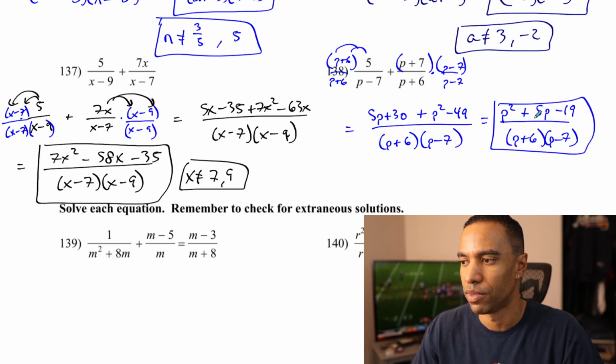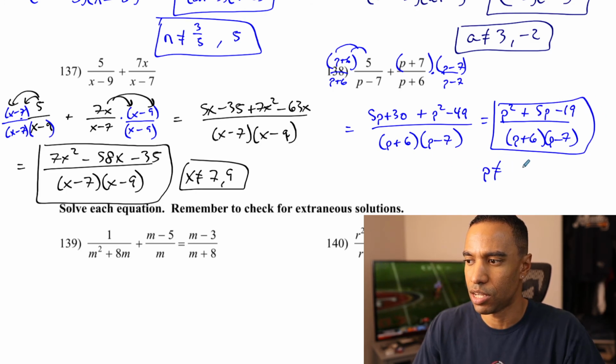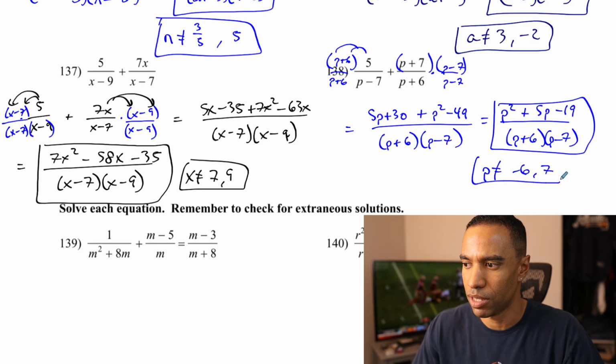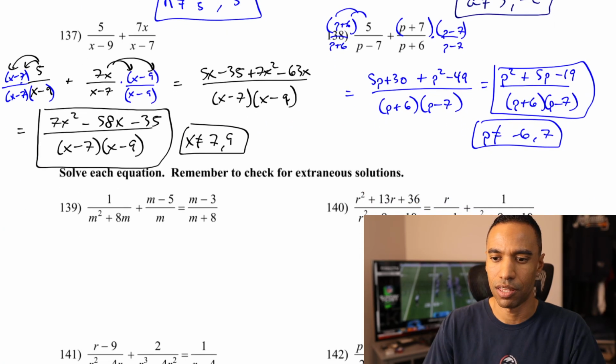I can just tell. P can't equal negative 6 or 7. Yeah, I really like the ones that can. Sorry that those can't.